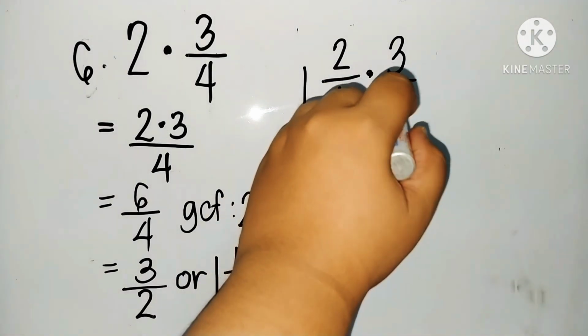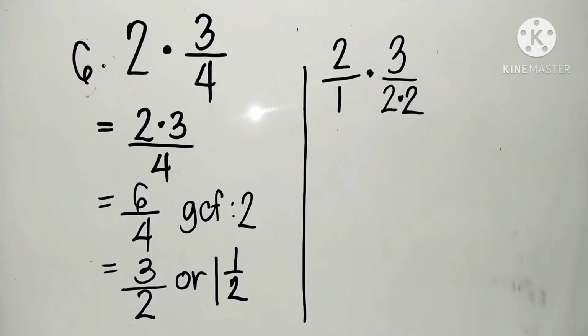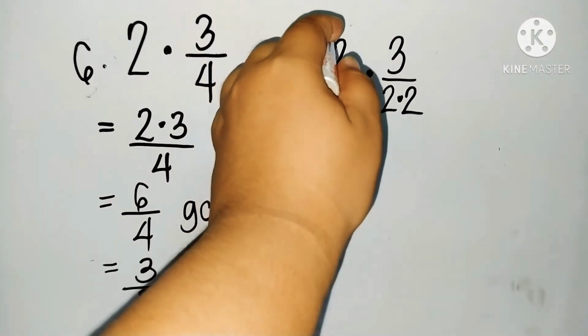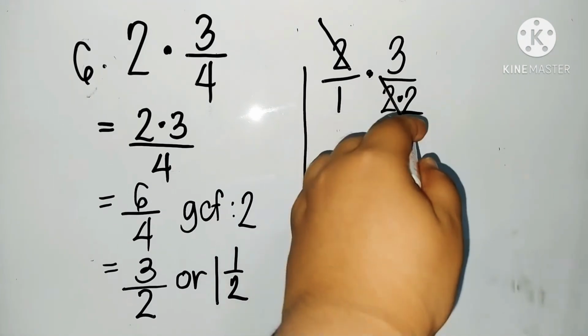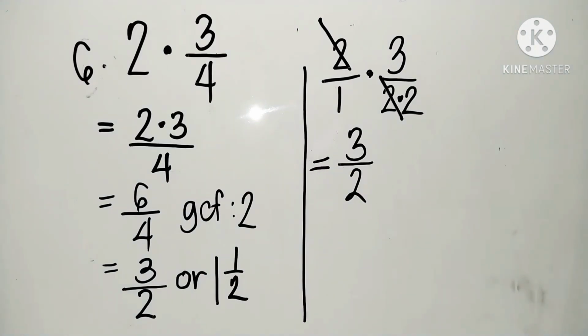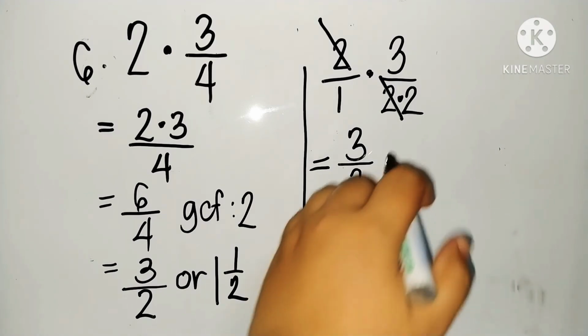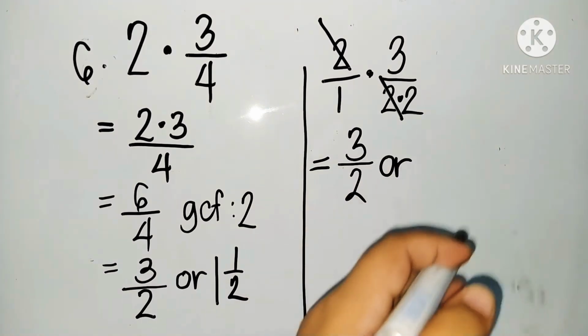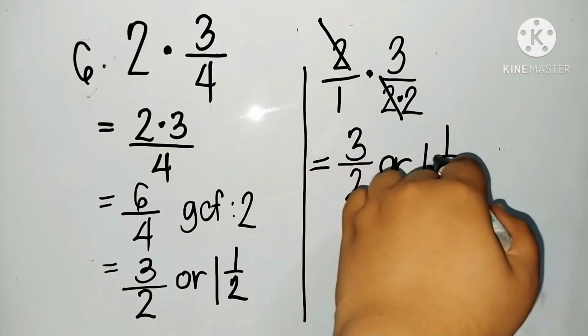So, magiging 2 times 2. Pwede natin i-cancel yung 2. We'll have, cancel natin yung isang 2 dito, i-cancel natin yung isang 2 doon sa denominator. So, ang maiiwan na lang sa atin is yung 3 over 2. Or, pag in-express nyo sa mixed number, magiging 1 and 1/2.